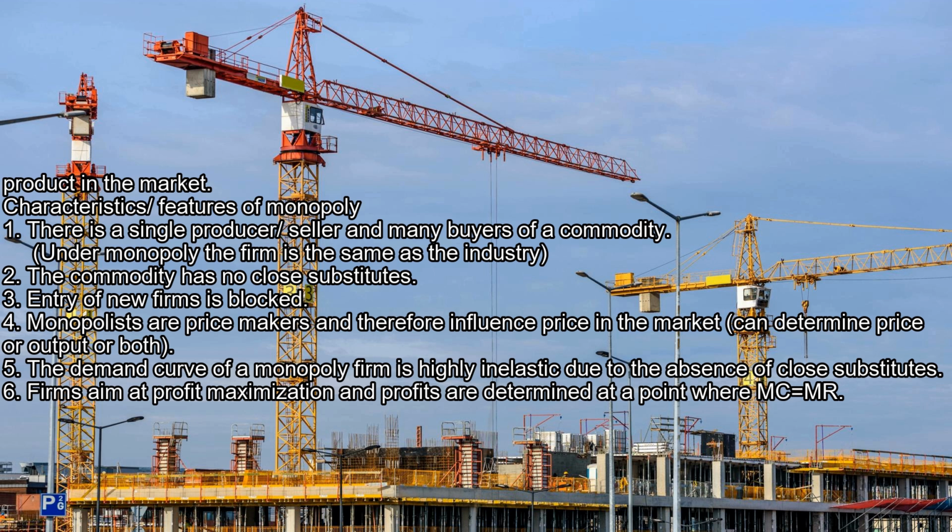1. There is a single producer/seller and many buyers of a commodity. Under monopoly, the firm is the same as the industry. 2. The commodity has no clear substitutes. 3. Entry of new firms is blocked. 4. Monopolists are price makers and therefore influence price, and the market can determine price or output or both. 5. The demand curve of a monopoly firm is highly inelastic due to the absence of close substitutes. 6. Firms aim at profit maximization and profits are determined at a point where MC equals MR.